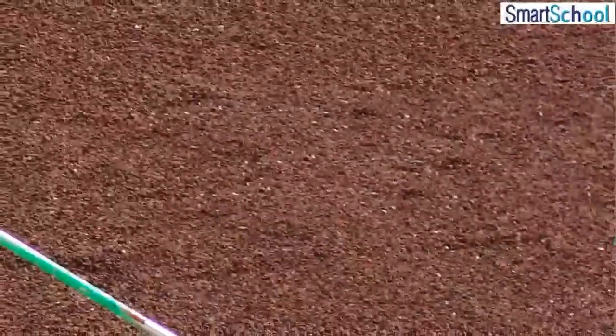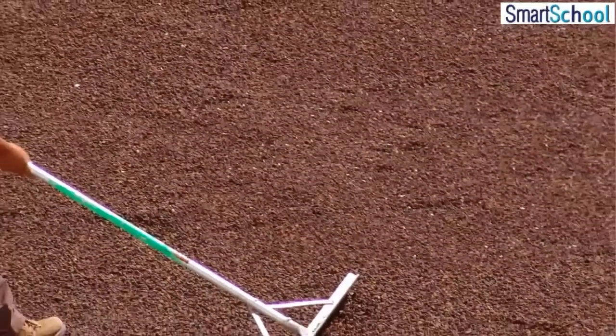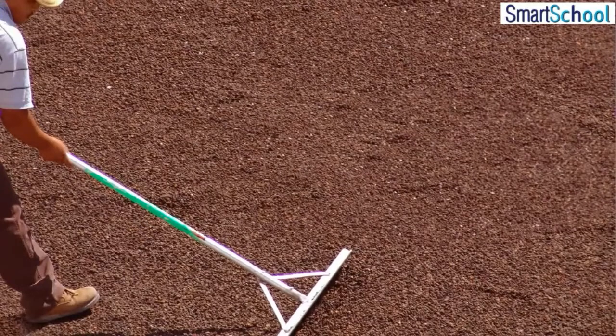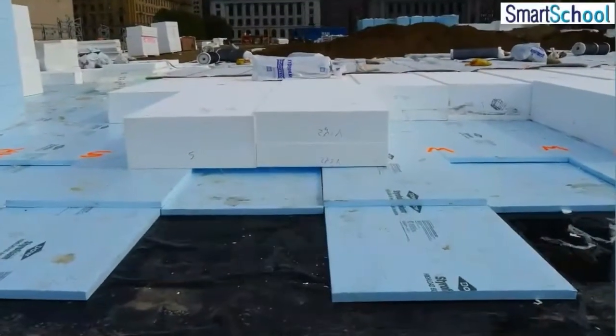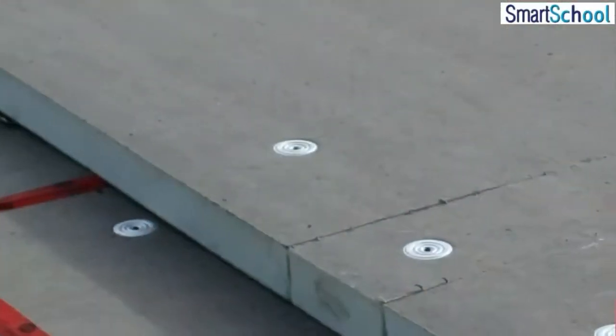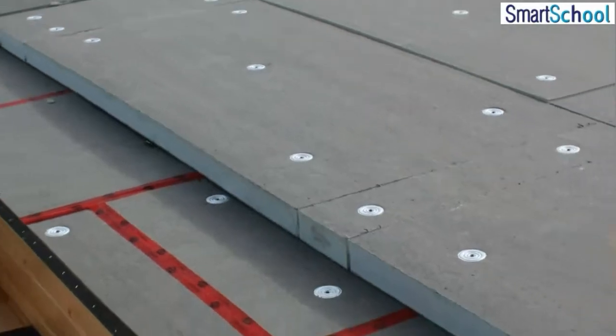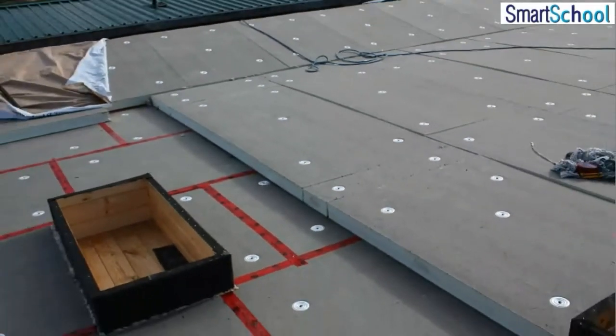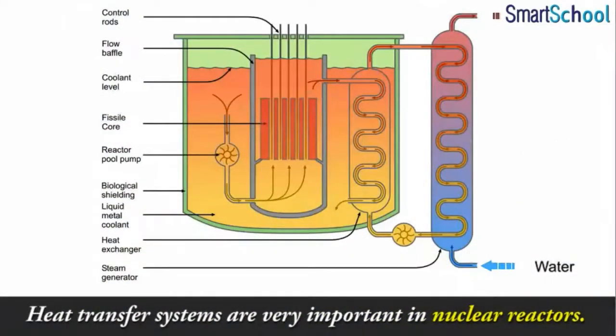The principle of heat conductivity is used many times in our daily life. For example, people prefer a layer of earth or foam on their ceilings as it prevents the heating of rooms. Also, heat transfer systems are very important in nuclear reactors, as a high amount of heat is generated in these systems.